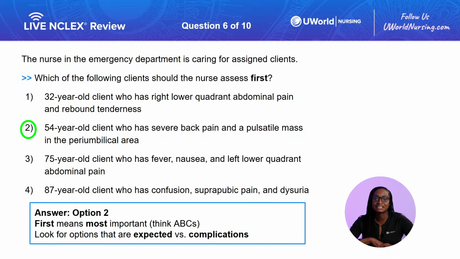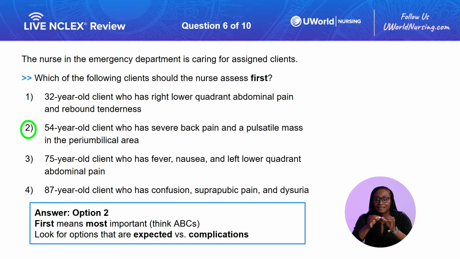Option 2 is our correct answer. That 54-year-old client who has severe back pain and a pulsatile mass in the periumbilical area. The key word that makes it a red flag is that pulsatile mass in the periumbilical area. This is indicative of that AAA, the abdominal aortic aneurysm, which is a blood-filled bulge in the abdominal area, caused by the weakened blood vessel wall and increased pressure.